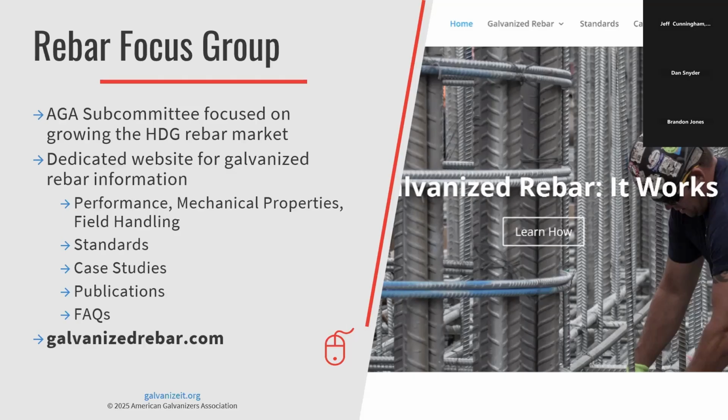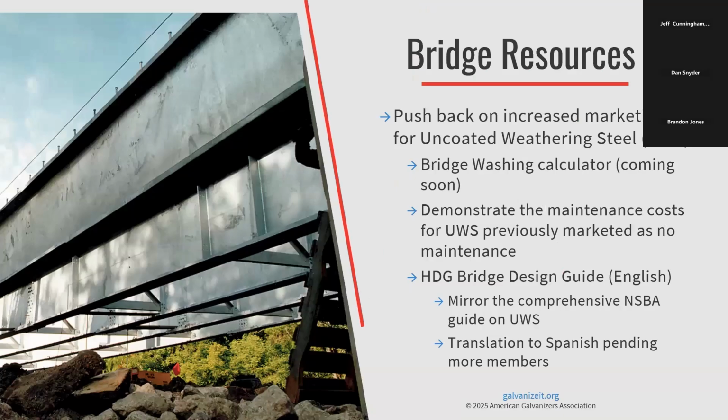So if you're dealing with a lot of concrete and rebar, I'd highly check out galvanizedrebar.com because when you galvanize rebar, it actually prevents spalling, cracking, outgassing. It protects the concrete and it has a better bond strength than black bar as well. We offer a full 1 hour seminar on reinforced galvanized steel. And then, of course, bridge resources.